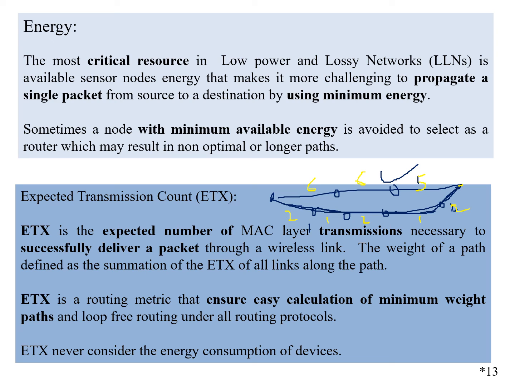So how much is the sum? This becomes 12, and so 17. So this path has an ETX of 17. And this path has 2, 1, 3, 5, 6, 8. This path has an ETX of 8. So the path that has less ETX will be the best path if you are considering the metric of ETX.